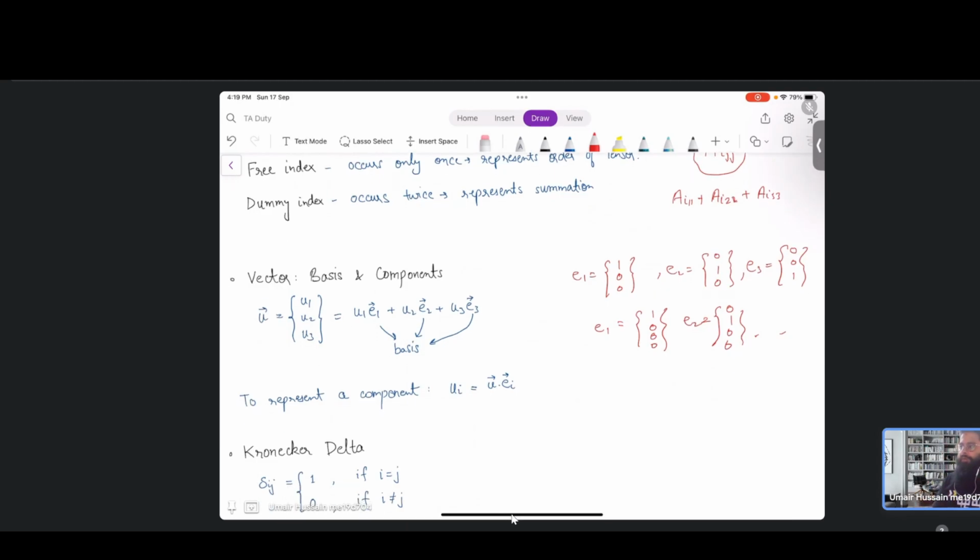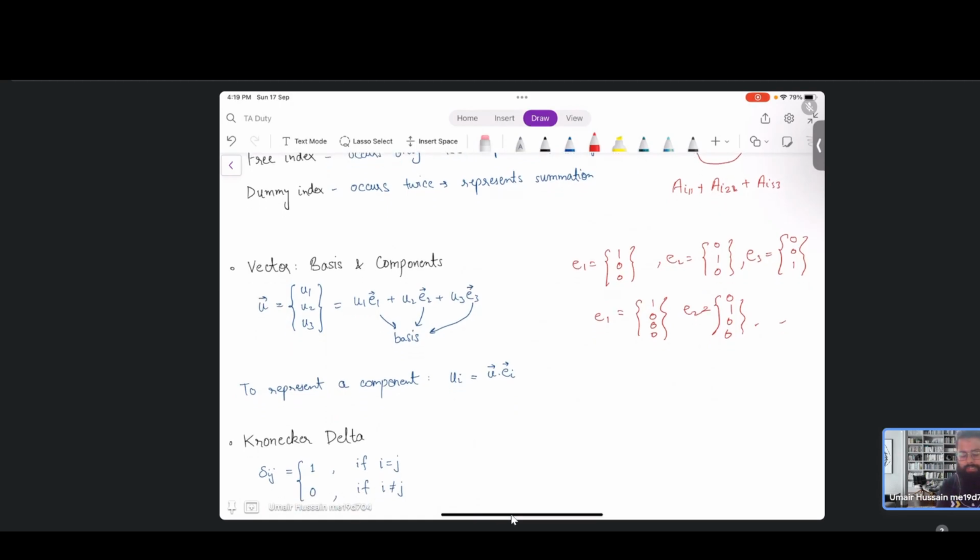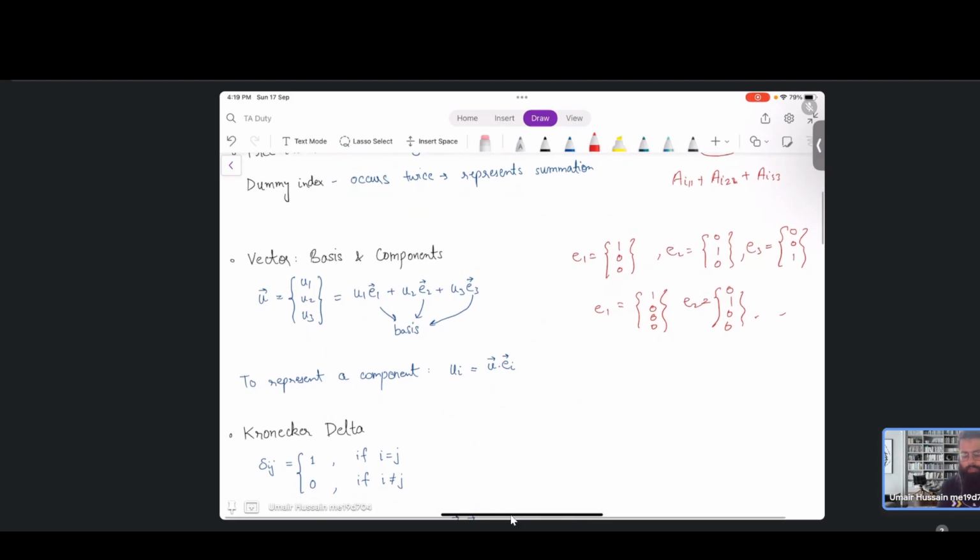So in general, we know what a basic vector is. To get any component of the vector, we just take the dot product of the vector with the respective basis. If we take a dot product of the vector with the basis e1, we'll get the component u1, right? Because we know this property that ei dot ej equals 1 if i equals j, and 0 if i is not equal to j.